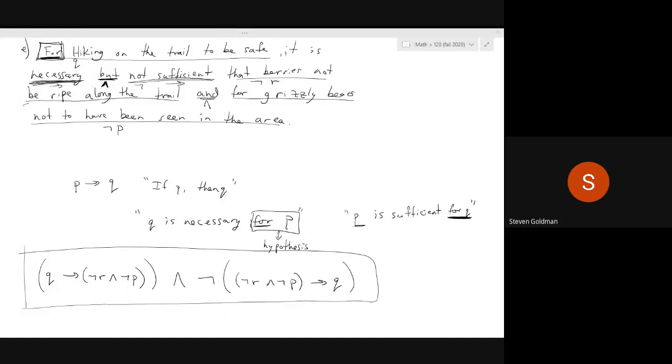Are these the same statement? A sufficient condition for Q is P, a necessary condition for P is Q? Yes, those are the same. They're saying the same thing.